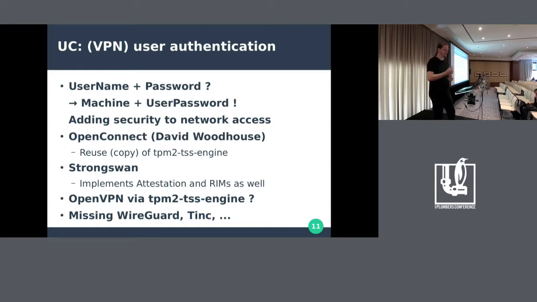There's also been the implementation of StrongSwan, which is like the whole IPsec full-blown attestation kind of access. And I'm hoping, I haven't tested it yet, that using the OpenSSL engine, we should also get OpenVPN working pretty nicely. What I would love to see, of course, would be WireGuard, Tink, and whatnot to support TPMs as well. Nikos has now ported my OpenConnect code into GNU TLS as well. So GNU TLS, they're not all merged yet, but he's working on supporting it there.